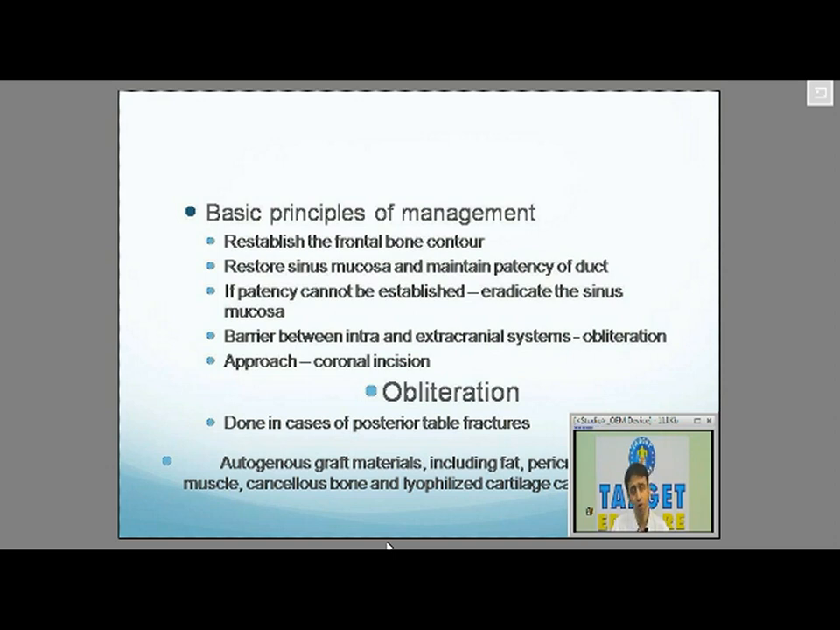Now, what are the materials used for obliteration? We can use autogenous graft materials like fat and bone, as I discussed earlier. Then we have pericranial fascia, muscle, cancellous bone, and lyophilized cartilage, which can also be used at times. The best material of choice for obliteration in cases of posterior table fracture remains fat and bone.